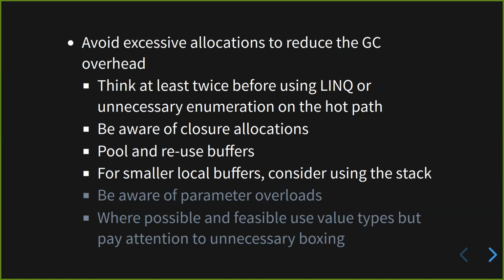Sometimes methods accept, for example, params of object arrays. They tend to allocate a lot of arrays, and also boxing happens if you pass in value types like integers and bools. That's also very dangerous to look for. And of course, where possible and feasible, use value types, but pay attention to unnecessary boxing. I did not cover these two rules in this talk in the interest of time for this webinar, but you have here the rules should you wish to apply those as well.